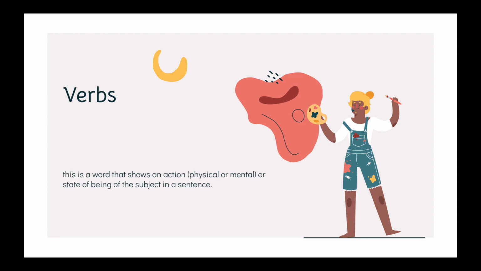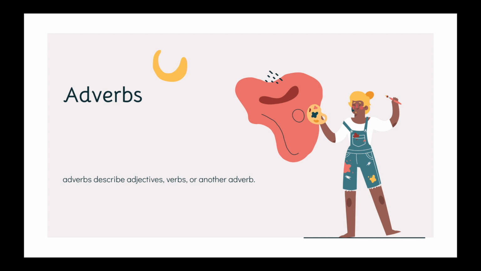And then we also got verbs. Okay, it's a word that shows an action, physical or mental actions, okay, or a state of a subject in a sentence. Okay, and since most of your school English material is about discussing verb, I don't think we need to go really deep in this one. And then adverbs. Okay, so adverbs is similar to adjectives. They describe something, but while adjectives talk about nouns, adverbs talks about adjectives, verbs, or another adverb.